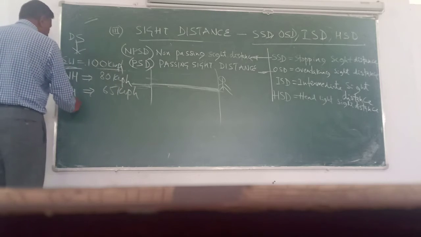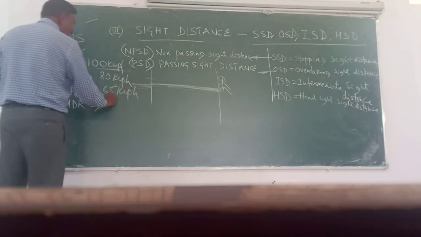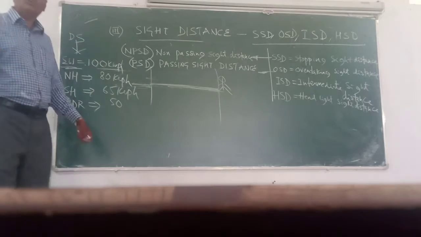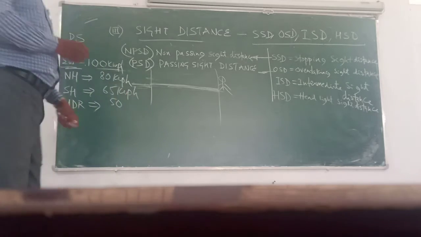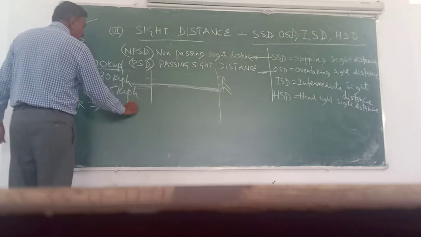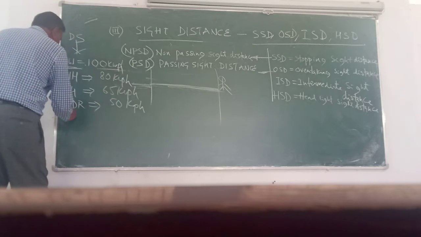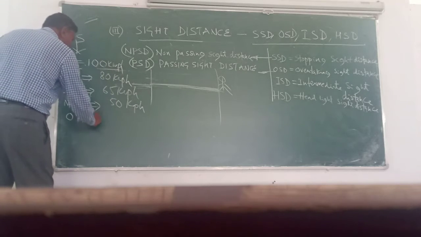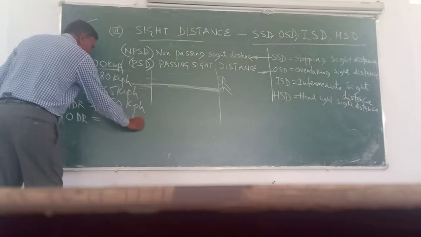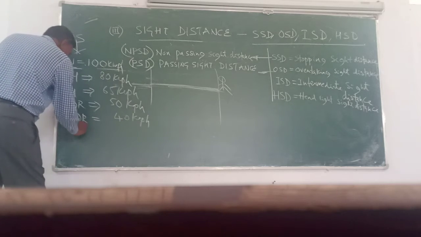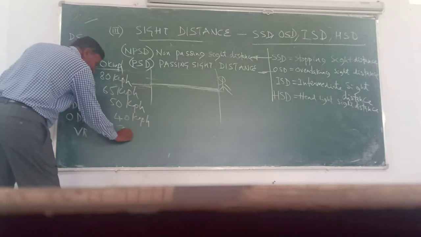MDR is 50 km/h. Then ODR is 40 km/h. Then VR, village road, is 30 km/h.